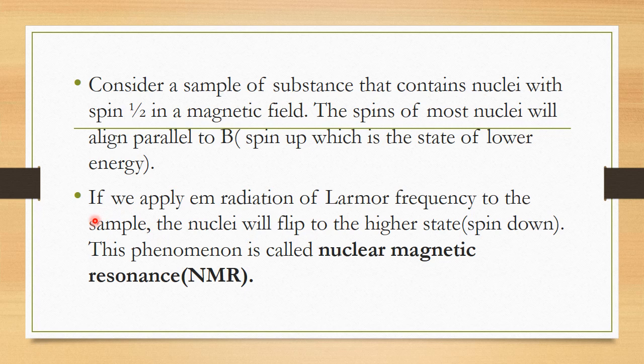In a sample containing nuclei of spin half, when we apply an electromagnetic radiation of a particular frequency, the Larmor frequency, to that sample, the nucleus will flip from the lower spin up state to the excited higher state, which is the spin down state. This phenomenon is called nuclear magnetic resonance.